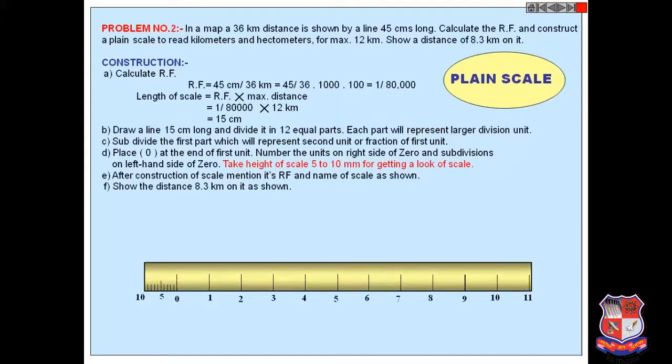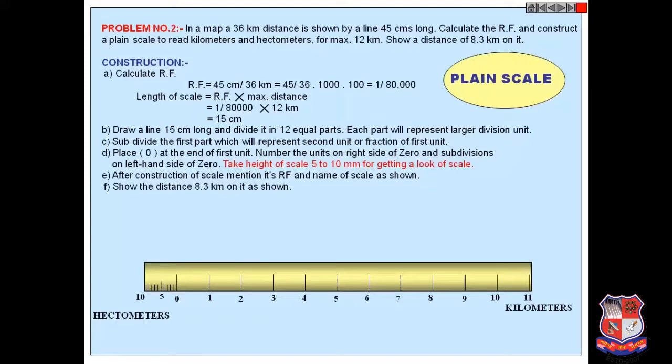Okay, after that take a height of 5 to 10 mm for getting a look of scale. Now you have to draw the distance 8.3 kilometer as shown. Okay, so on the right side part here, 1 2 3 4 5 6 7 8 9 10 11, that will indicate your kilometer distance. And here 0 1 2 3 4 5 6 7 8 9 10, that will indicate your hectometer distance.